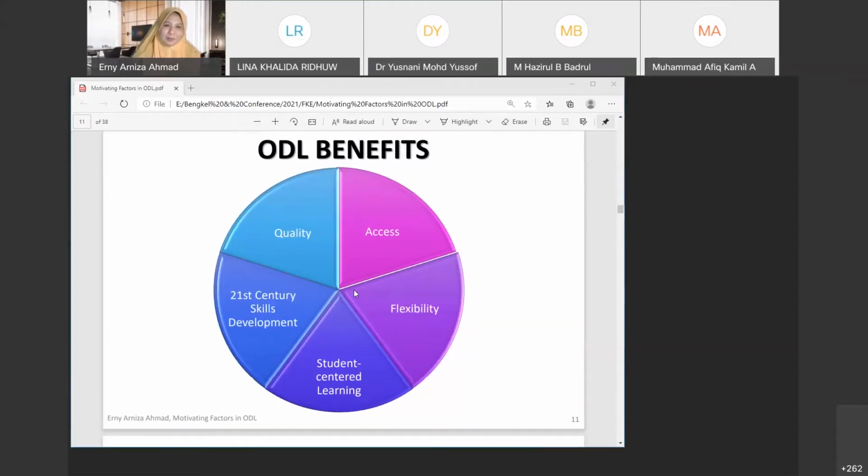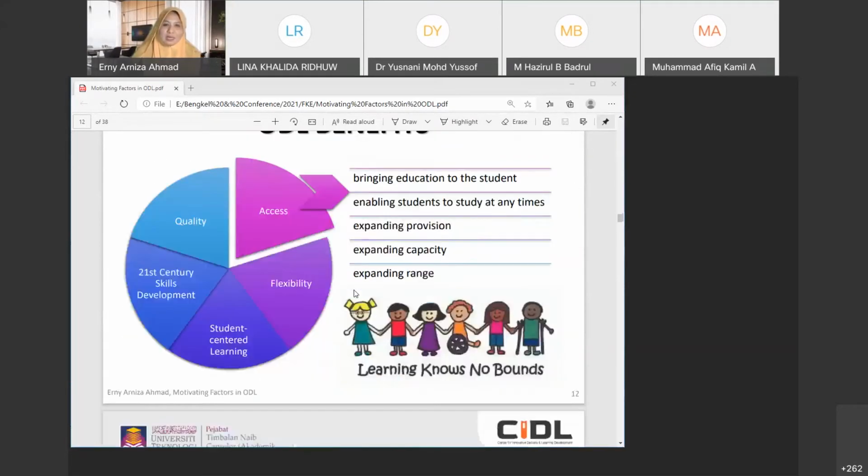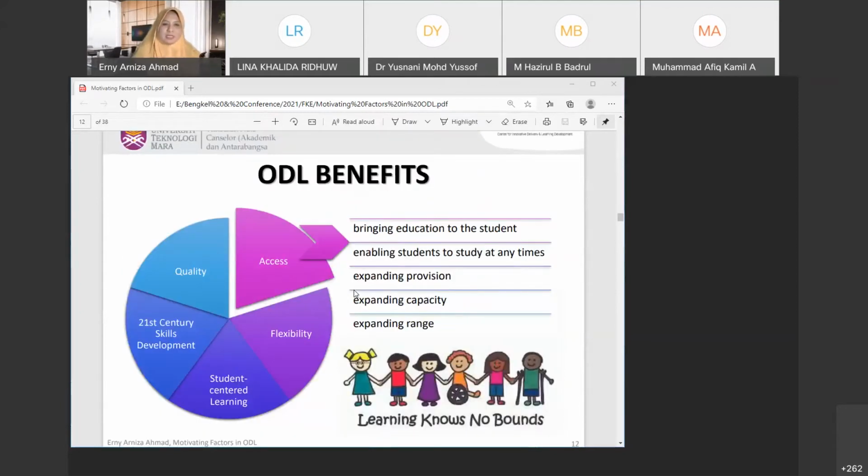Okay. Right. So at one glance, okay, so access. Okay, for access, the first benefit is access. Okay, I don't want to explain more here. Madam Erny nak fokus yang the last 3 itu, yang 3 tu yang penting. Okay, right. So access maksud dia it will bring education to the student. So you have no excuse you cannot learn. Okay, no excuse at all. Okay, tak ada langsung. Okay, with ODL, we provide the education to your doorsteps.